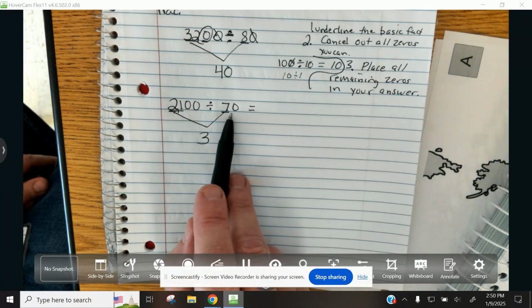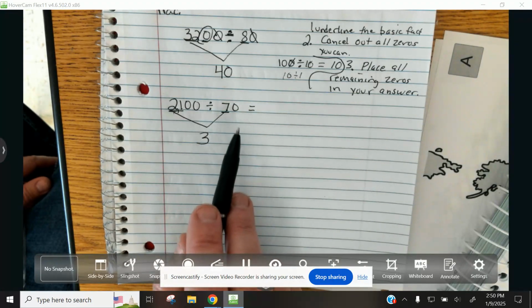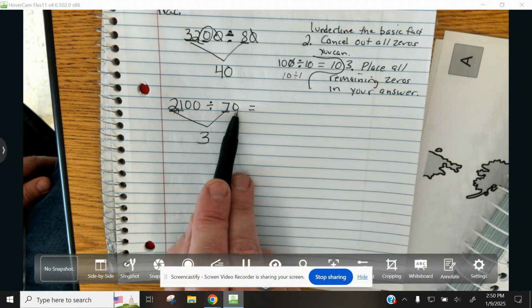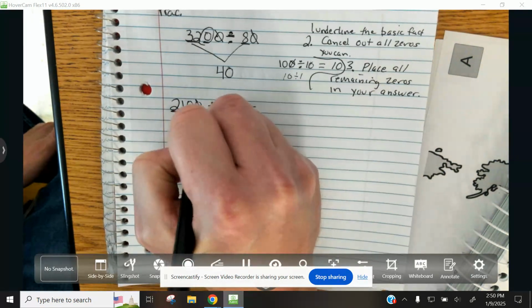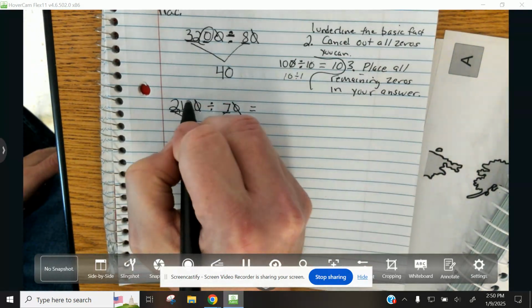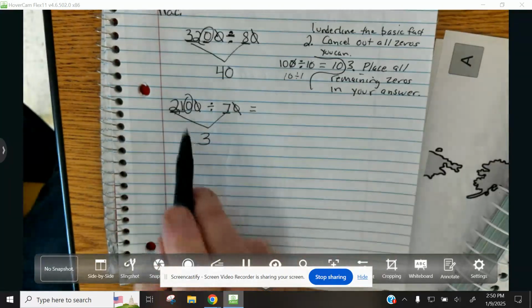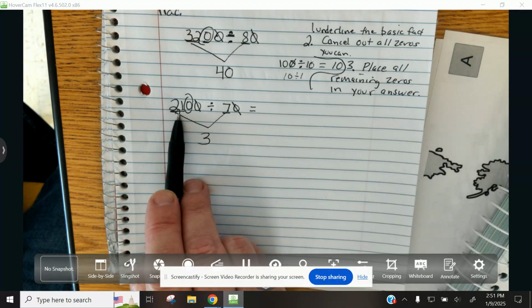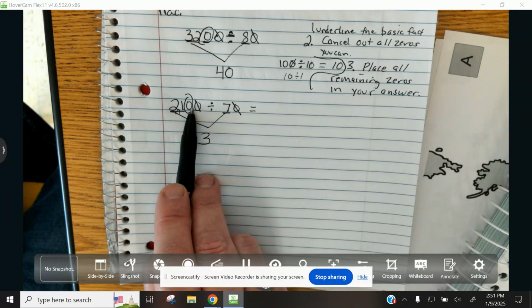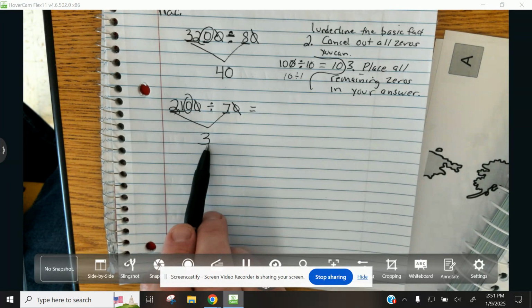How many zeros can I cancel out, though? I can only cancel out 1 zero because there's only 1 on this side. If there were 2 on this side, then I could do that. So I'm going to cancel him out and him out. So if you look, I'm left with 1 zero right there. So that zero, when I underline my 21, it's technically 210. So that zero made him 210 times larger. So your answer is 10 times larger.